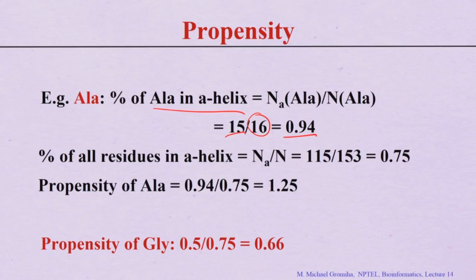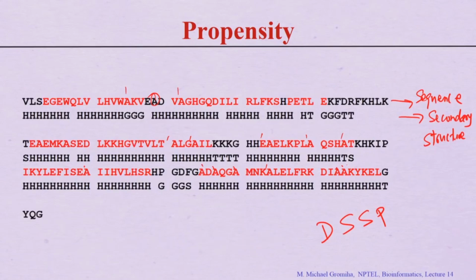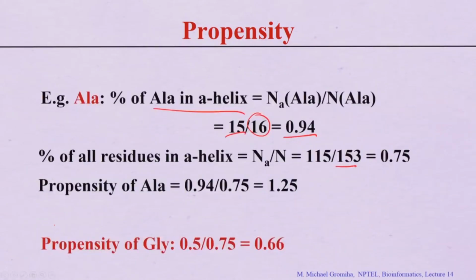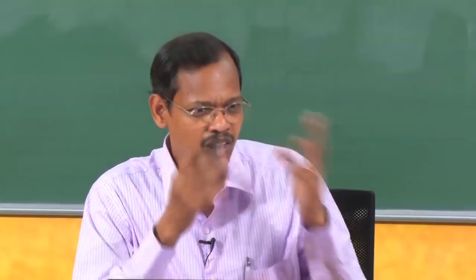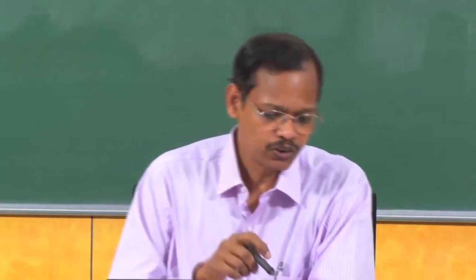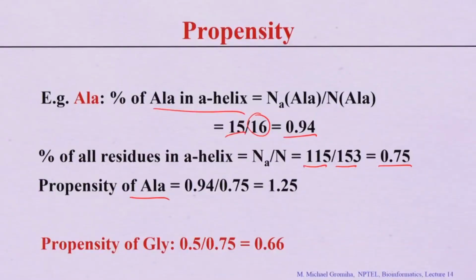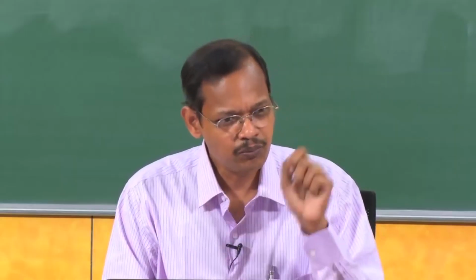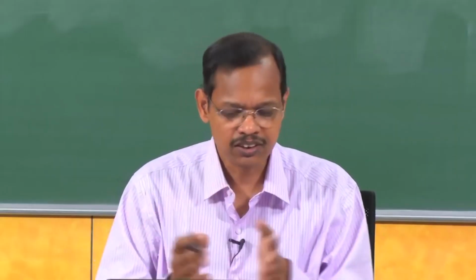Then take all the residues in alpha helix. In this case, you can see 153 residues. Out of 153, 115 are in alpha helix. So, there is 0.75, 75% of the residues in alpha helix. If any residue is to be preferred in alpha helix, it should be more than 1, that is, more than 75%, because the whole protein is 75% alpha helix. So, you get the propensity of alanine: 0.94 divided by 0.75 is equal to 1.25. The value is more than 1, so you can say that this residue prefers to be in that particular secondary structure, in this case alpha helix.